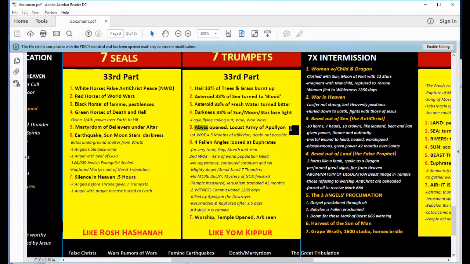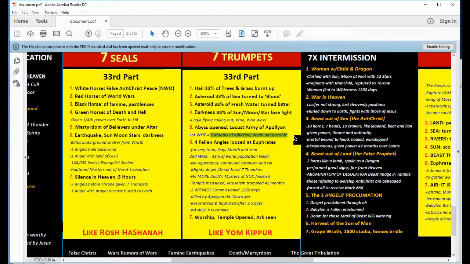And then this happens. These things are not just released. This is the first woe for a reason, because there's 5 months of terrible suffering. People will want to die, but will be unable to for 5 months. This is because they're being tormented by these demon locust things for 5 months. They have the sting of scorpions and so forth.